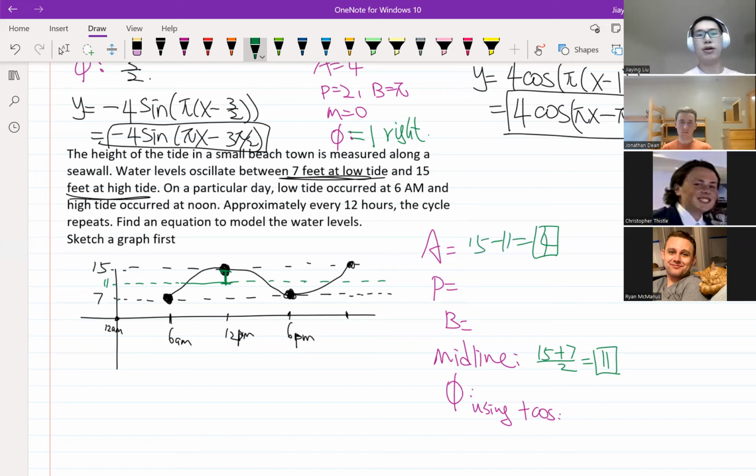What about the period? Now it kind of tells you that every 12 hours, the cycle repeats, right? So 12 is the period. You can also look at the sketch, make sure it's correct, from 6 a.m. to 6 p.m. That's the lowest to lowest. So that's a full period, 12 hours. And then we can find B because P equals 2 pi over B. B is 2 pi over 12, the period. So that's going to be pi over 6.